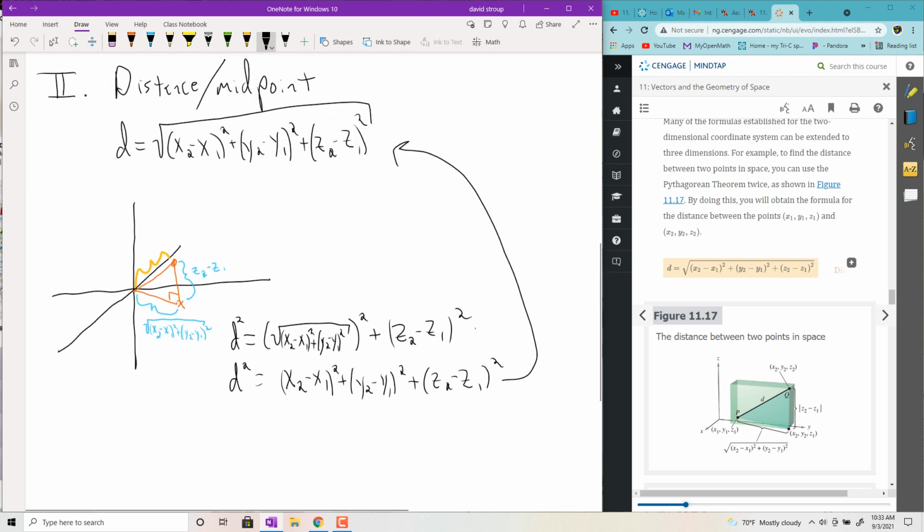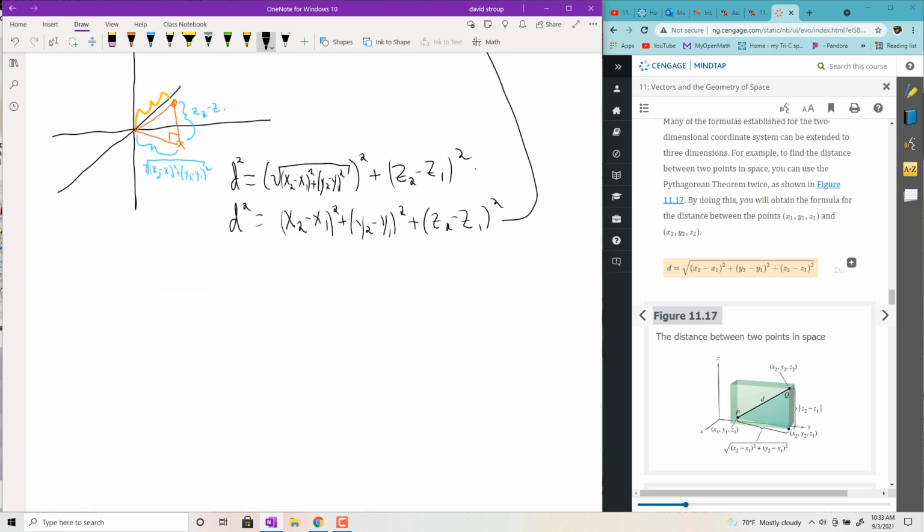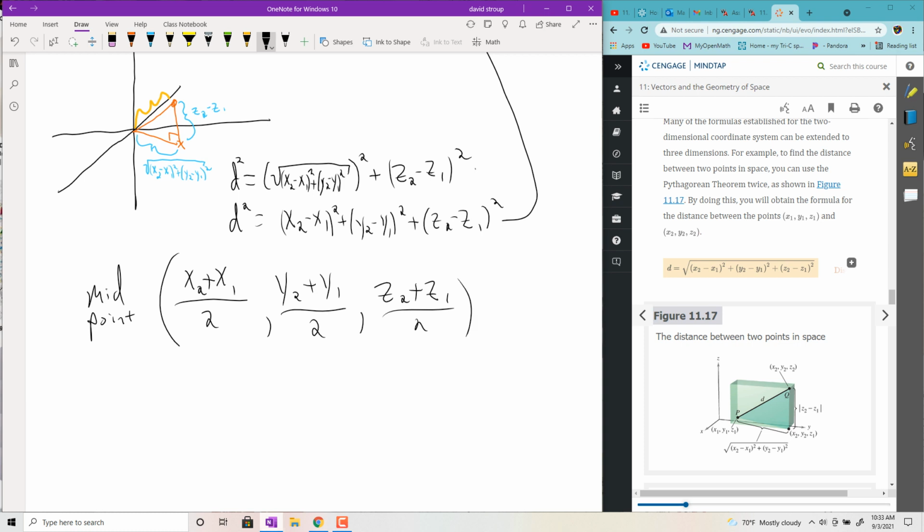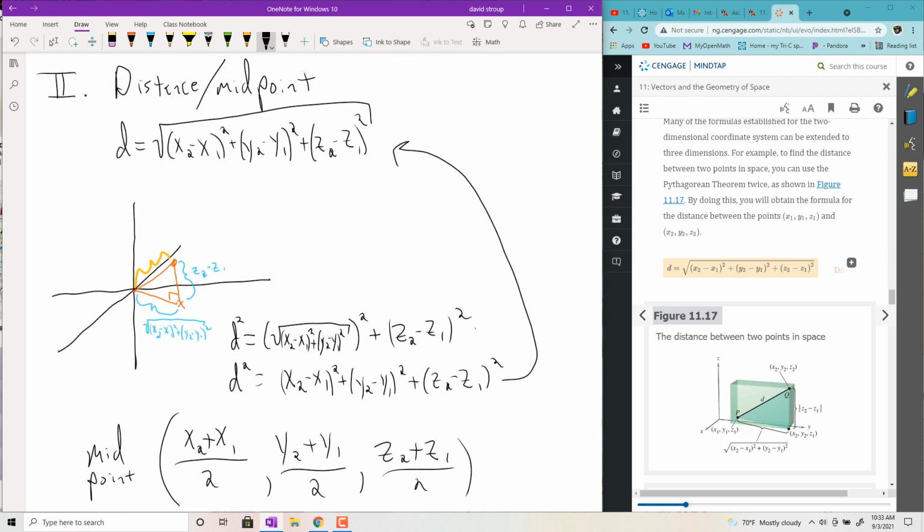The midpoint formula is basically just averaging out the coordinates. So for the midpoint, you take the x coordinates and average them: add them up, divide by 2. The y coordinates: add them up, divide by 2. And then the z coordinates, and divide by 2.